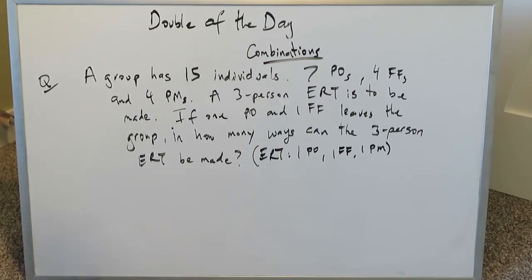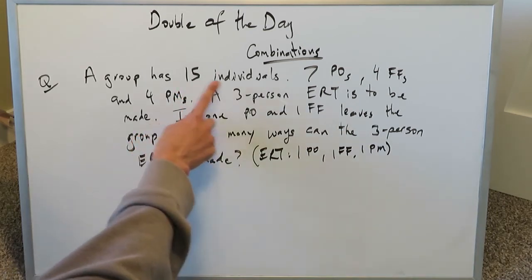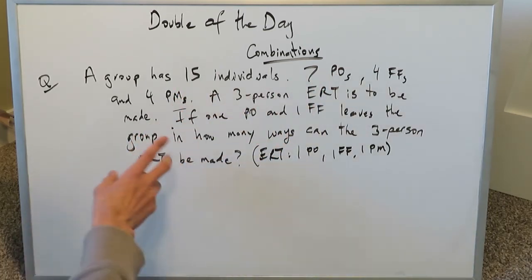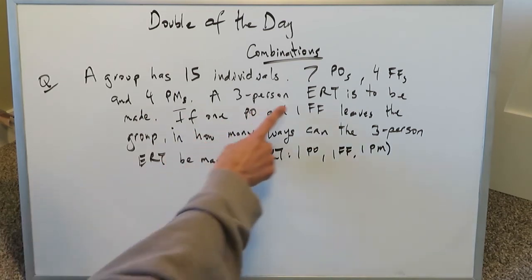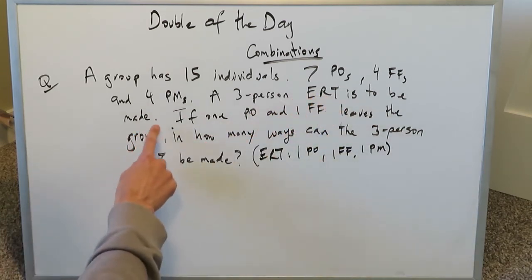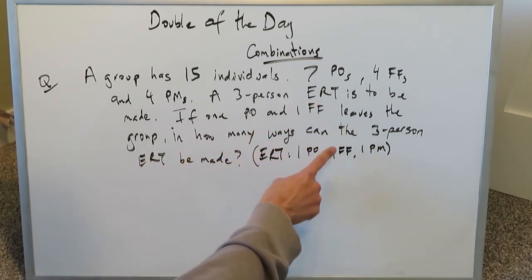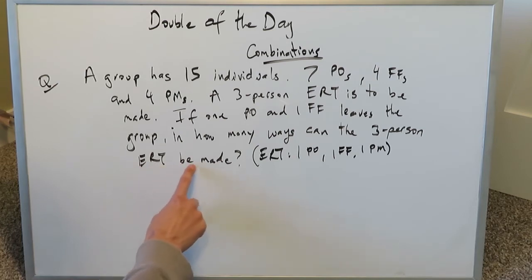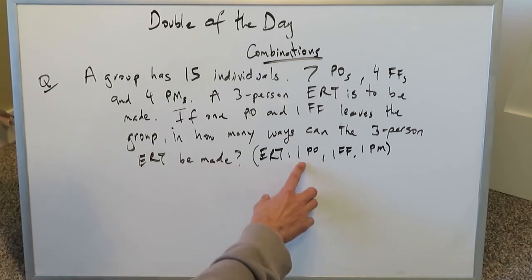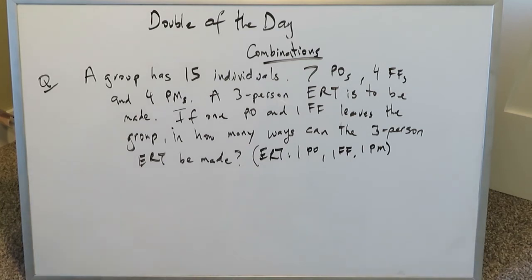This question over here will be our second and the last question for this video. It serves as an excellent question, something that you could actually see because it has been adapted from a good standardized test question. A group has 15 individuals and we will use abbreviations here. Of these 15, we have 7 police officers, we have 4 firefighters and 4 paramedics. A 3-person emergency response team is to be made. If 1 police officer and 1 firefighter leave the group, in how many different ways can a 3-person emergency response team be made if that team must have 1 police officer, 1 firefighter, and 1 paramedic?